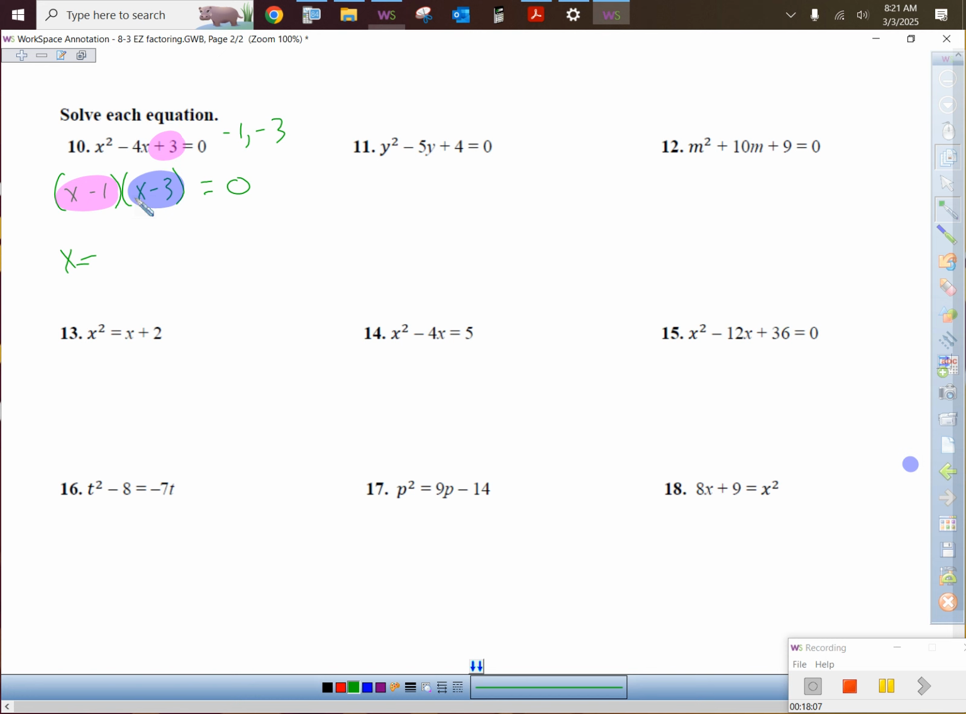What minus 1 is 0? 1, right? Or what value of x would make the blue guy 0 if x was 3? There's our two answers in that case. Pretty neat. Let's try that again.